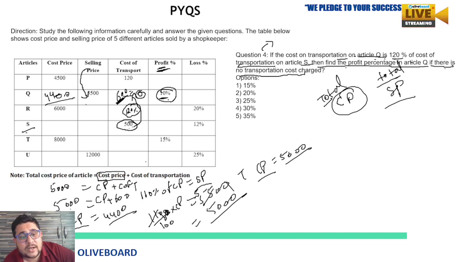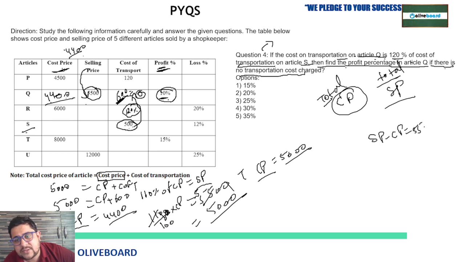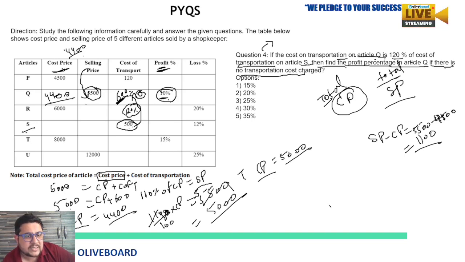So when cost of transport is 0, the cost price is 4,400 plus 0. So total costing is only the cost price, 4,400. And with respect to that, selling price is the same, 5,500. So you have to take the difference of SP minus CP. So 5,500 minus 4,400 is going to be 1,100. So this 1,100 is actually the profit, and profit with respect to the cost price is your profit percent.